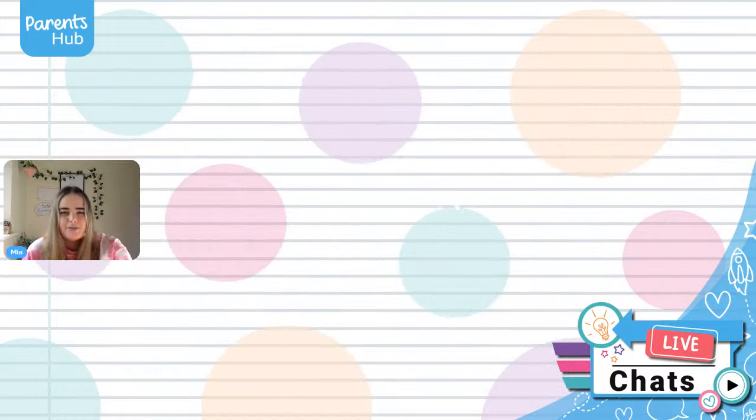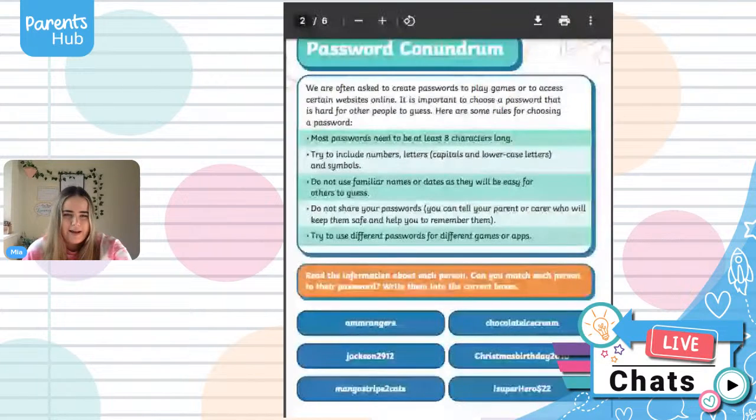So for instance, your child can then have a look at the information cards on that resource, and they might then talk about passwords and might ask further questions, to which you could share with them a password conundrum resource. So this resource just then goes into detail further about passwords, which I'll just pop on the screen now.